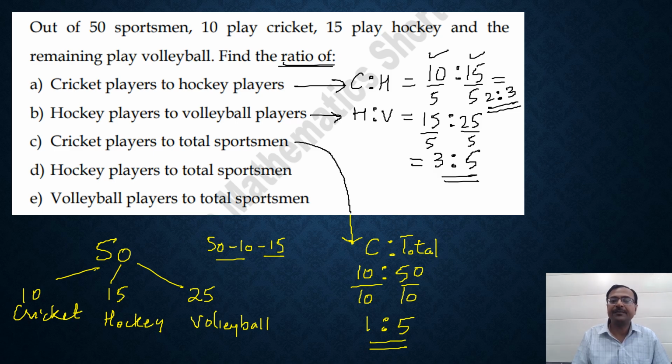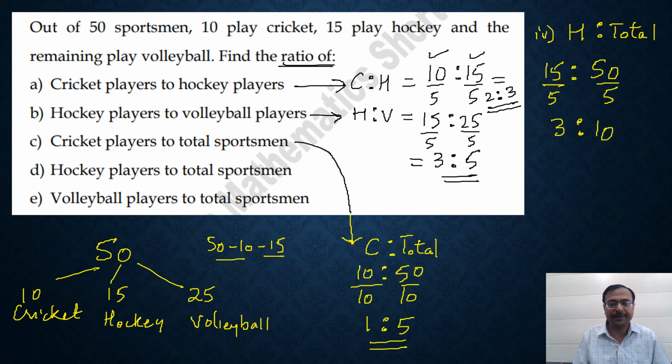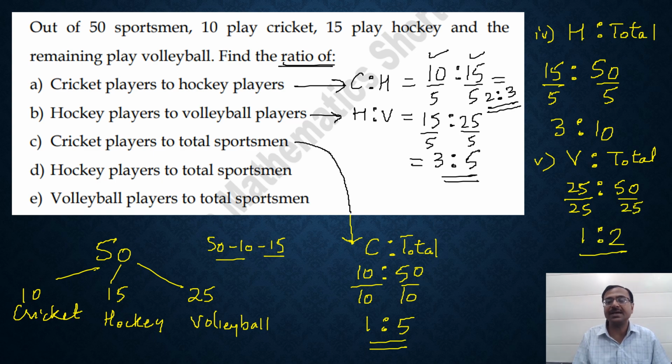Likewise, the fourth part. In the fourth part, you are asked to find the ratio of hockey players to total sportsmen. So hockey players, there are 15 and total there are 50. 15 and 50 have a highest common factor of 5. So you can divide by 5 to get the answer as 3 ratio 10. Likewise, the fifth one, volleyball ratio total. The volleyball players are 25 in number and total there are 50 players. So 25 and 50, I think the highest common factor is 25. So divide both by 25, you get 1 ratio 2 as the answer.